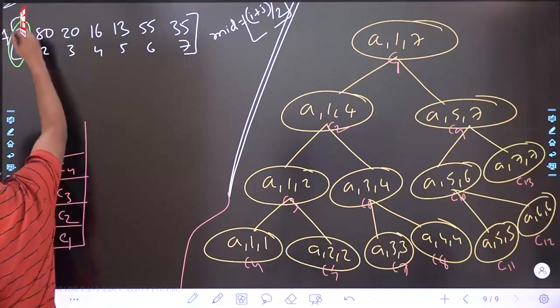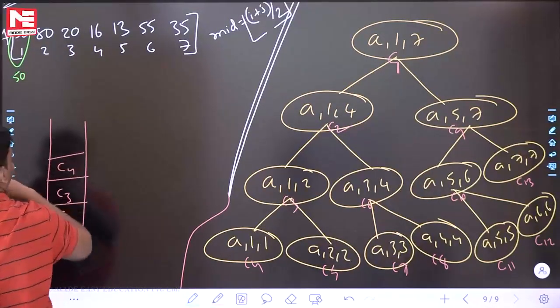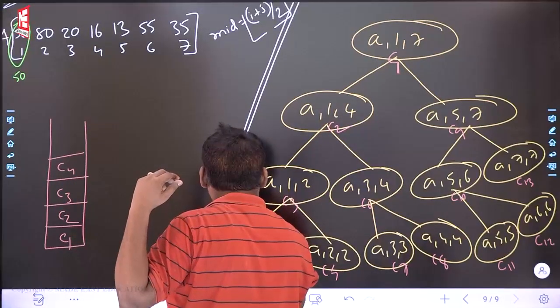Means only one element there. Only one element. What is the meaning of sorting? That itself. Only one element, sorting means that itself. So what is the answer? This is completed. Answer 50K.